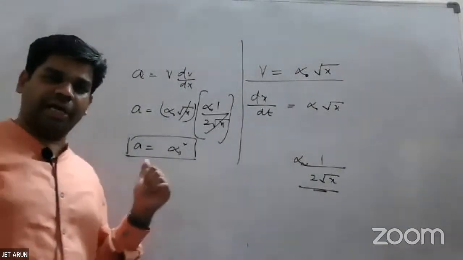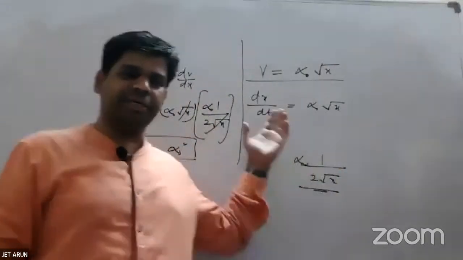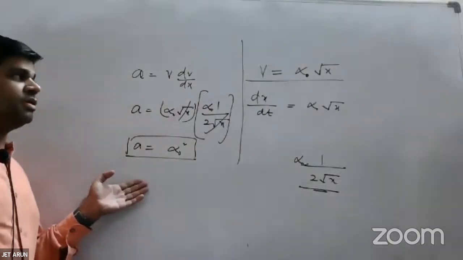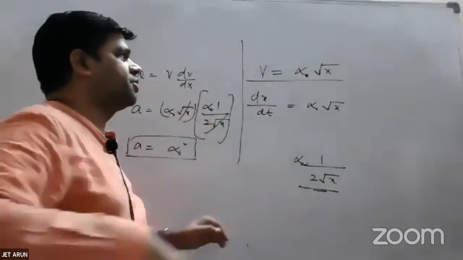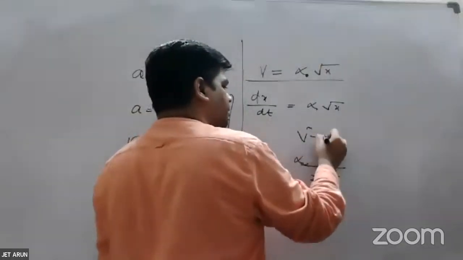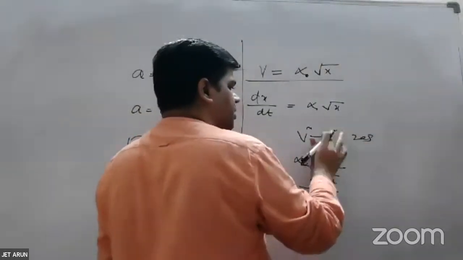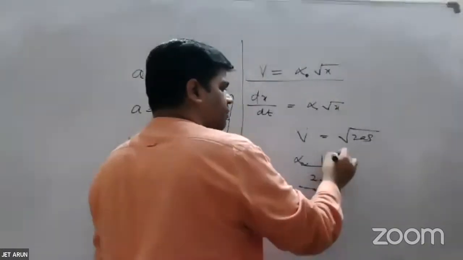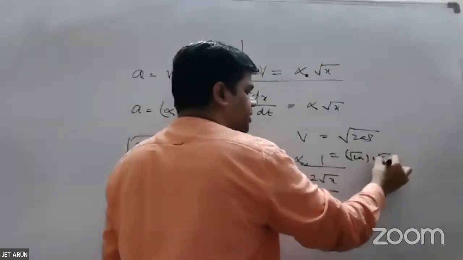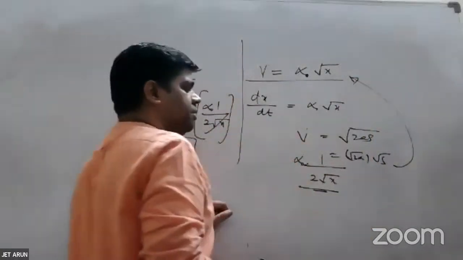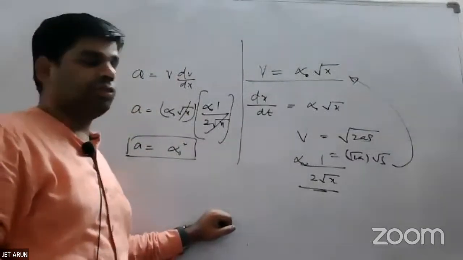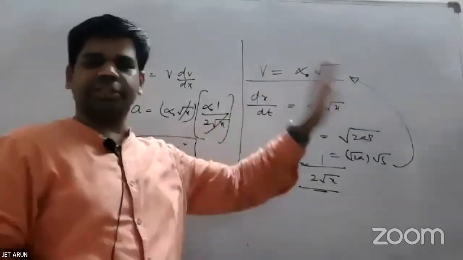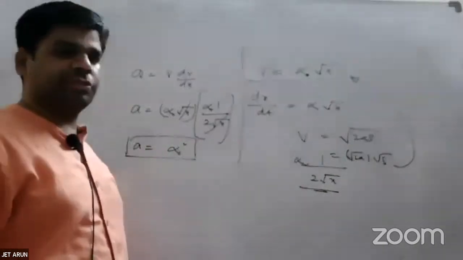Acceleration is constant, which means this is a constant acceleration motion, so I don't need integration. It's a constant acceleration motion. In fact, looking at this equation, we can tell it's a constant acceleration motion because v square minus u square is equal to 2as. If u is equal to 0, v is equal to root 2as, which is nothing but root 2a into root s. See, this equation is the same. So whenever you see v is equal to k root x form or alpha root x form, that's a constant acceleration motion. There's no need to integrate.